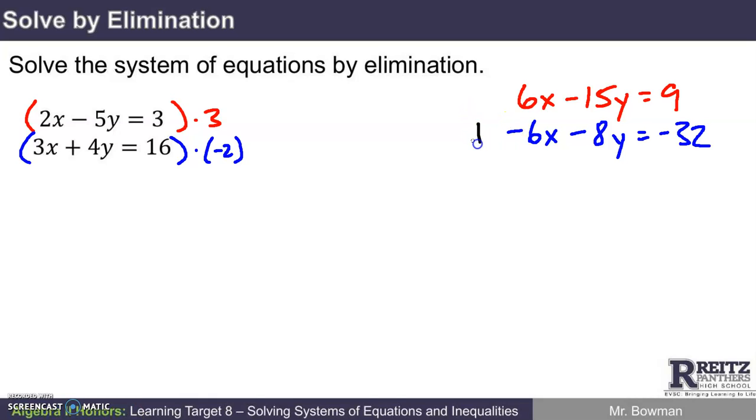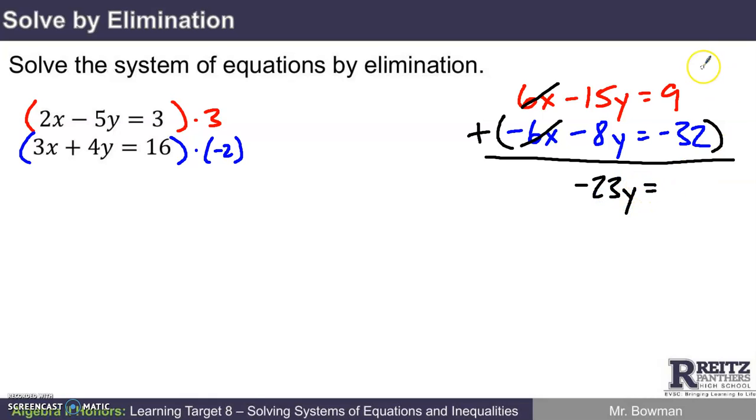And now, if I add these two equations together, what I'm going to see is the x's are going to go away. I've got negative 23y equals 9 minus 32, which is negative 23. And if negative 23y is negative 23, y must be 1.